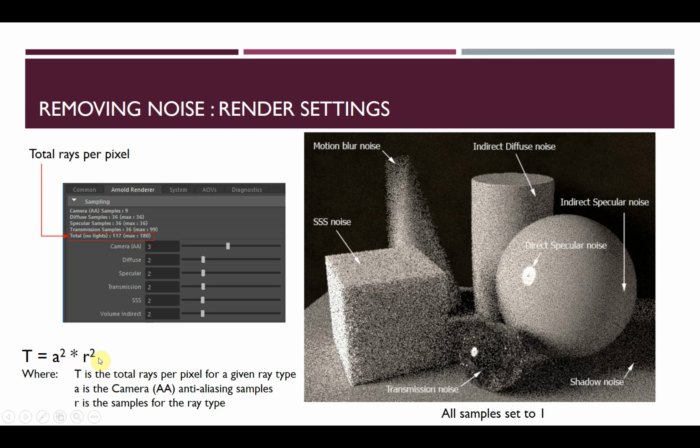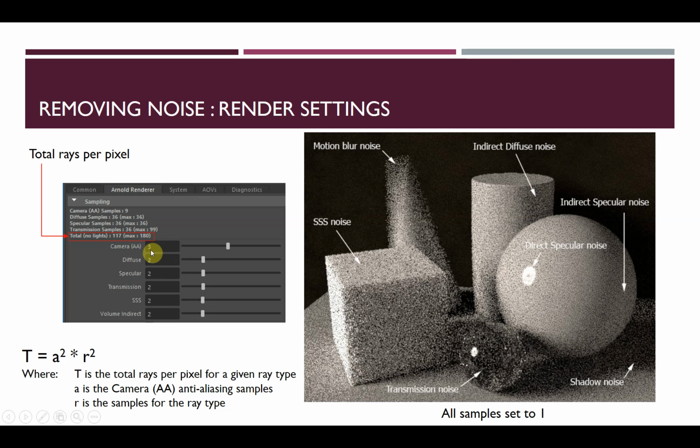An important thing to realize is that this camera AA is basically a multiplier or scaler that scales all of these attributes. So if I increase this, I'm effectively increasing all of these rays. To understand the total number of rays that we're putting into a scene, what we want to do is take the square of this camera AA and multiply that by the square of this diffuse.